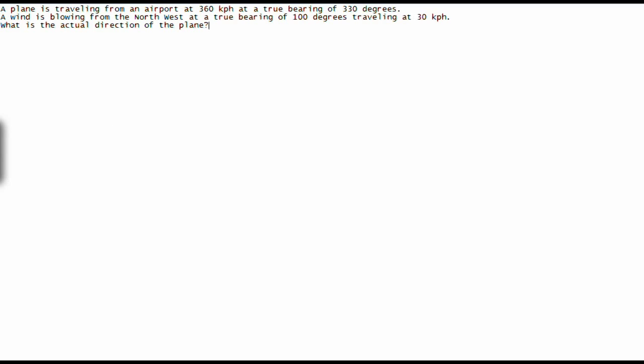So let's just draw this out first of all. You have a plane. Let's have a graph because the graph will make it look easier. And the plane is traveling at 360 kilometers per hour. If you're dealing with speed here, like what we had in vectors part 1, speed is usually the magnitude of the vector. So if we have a speed of 360 kilometers per hour, that just means the length of our vector, the magnitude, is 360, and a true bearing of 330 degrees.